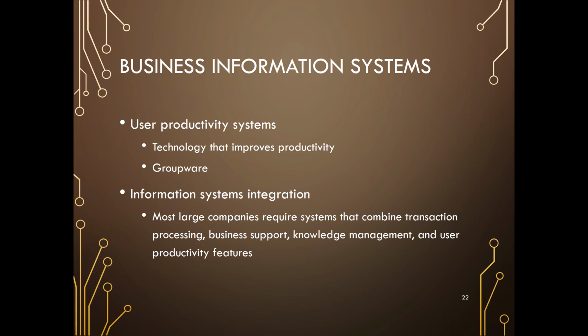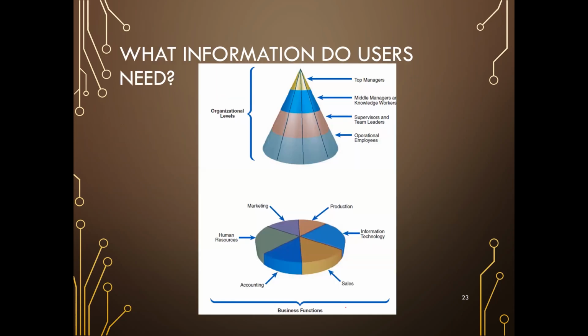Okay, so after that, when we talk about information and information systems, what information do users need? You can see here that in the past it was in a pyramid shape, but right now it's in a cone shape. We talk about the levels of management: the top manager, then the middle managers, supervisors and team leaders.